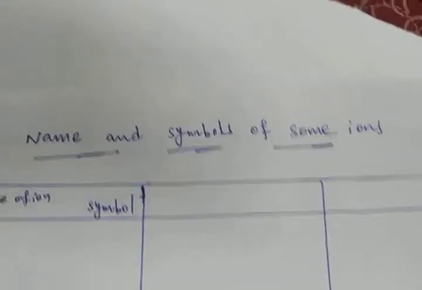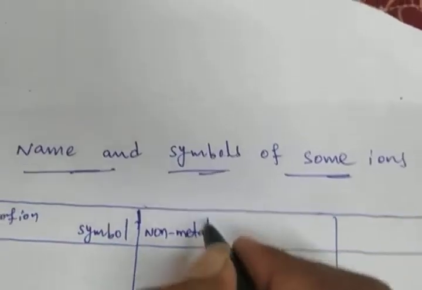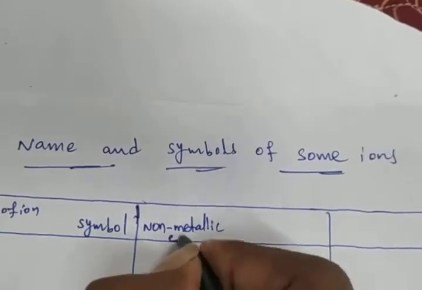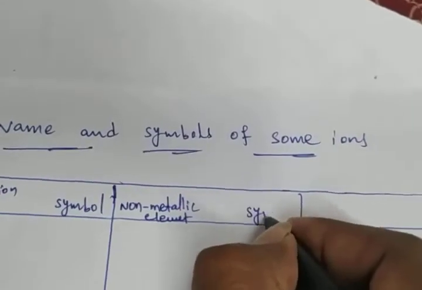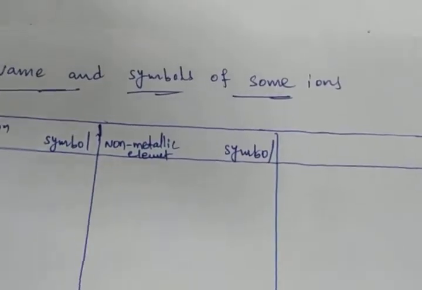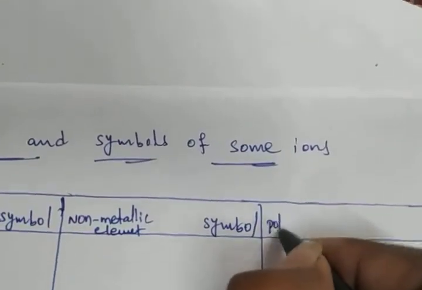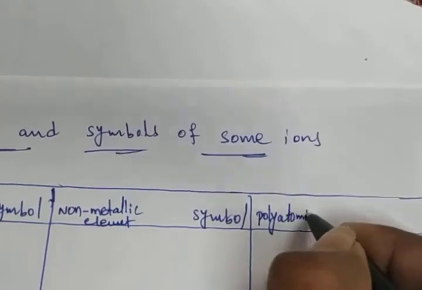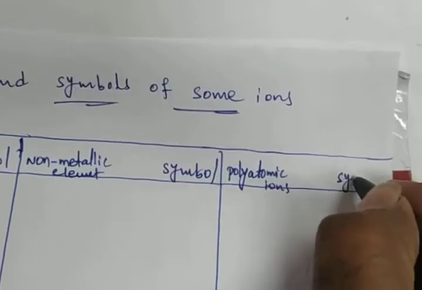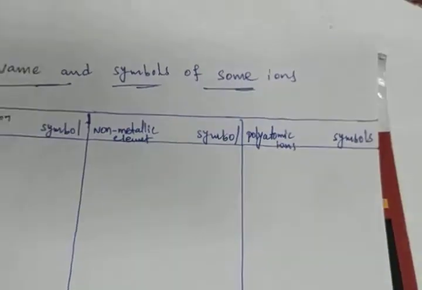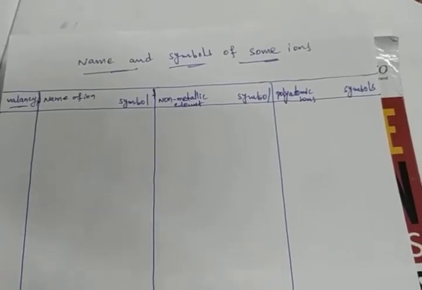Third column, non-metallic element and their symbol. Fourth column, polyatomic ions and their symbols. So this is the name and symbols of some ions.